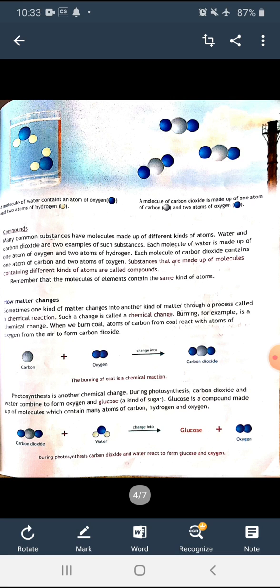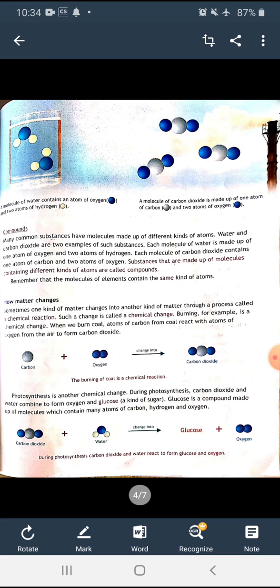So see here, carbon dioxide, which we formed first, plus water. Water contains what? One atom of oxygen and two atoms of hydrogen. When water and carbon dioxide are joined together, what do they change into? Glucose plus oxygen. Glucose is a kind of food, a kind of sugar you can say. See in the picture here, in the photosynthesis process, when we use sunlight, carbon dioxide and water, it is converted into glucose, a kind of sugar, and oxygen. This is basically another chemical change.